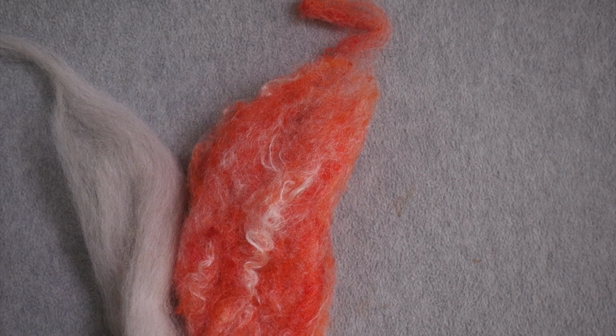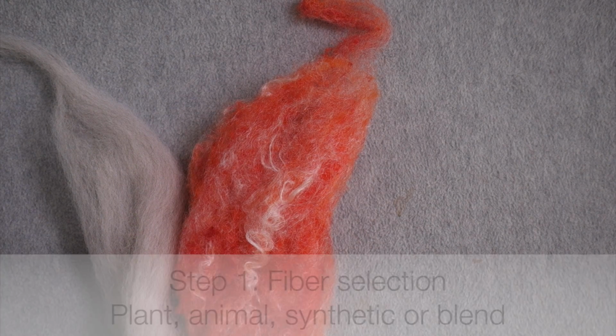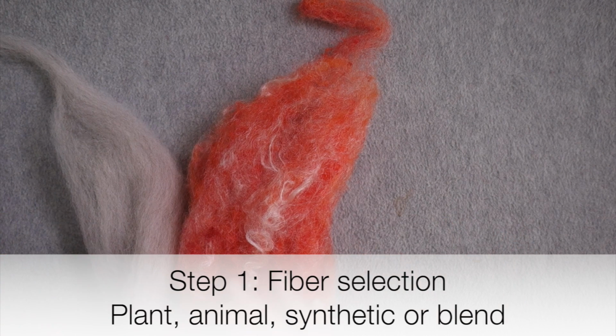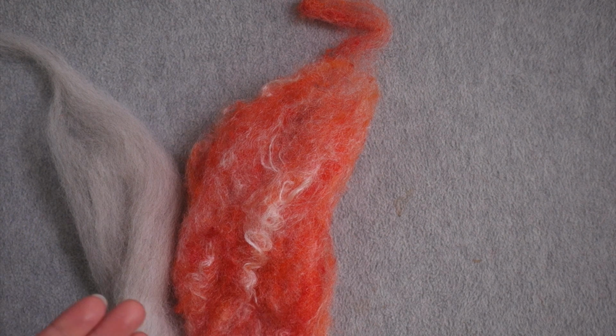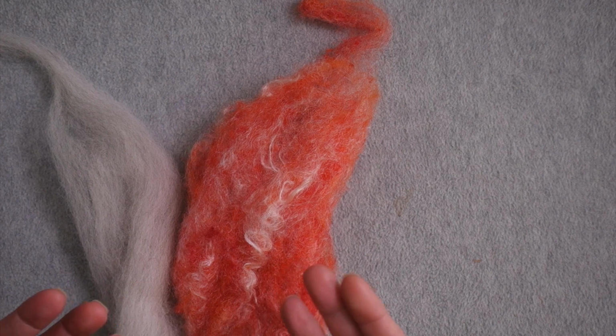Every yarn is constructed in several steps. So first is the fiber selection. It might be a plant fiber, like cotton or flax or something like that. It might be an animal fiber like wool or alpaca, or it could be a synthetic, or it could be a blend of those things. Different fibers have different characteristics and will create yarns that behave differently.